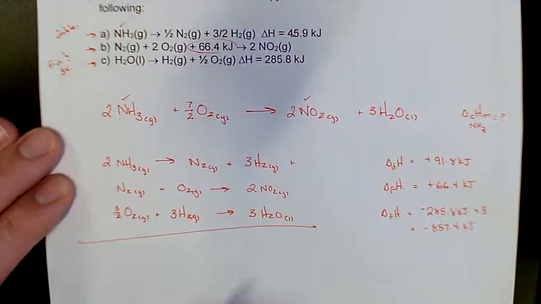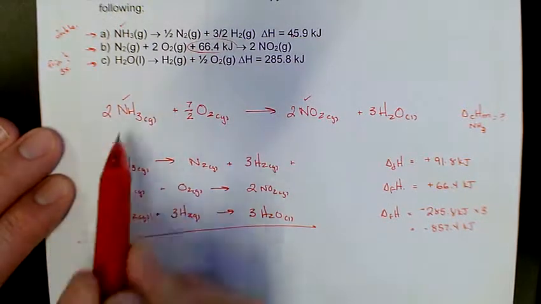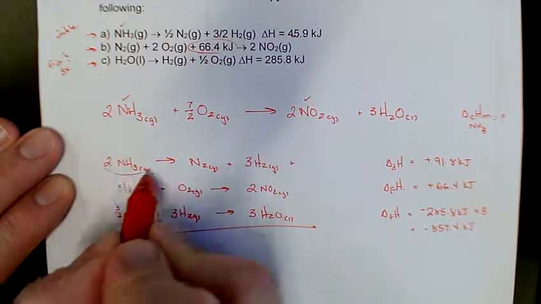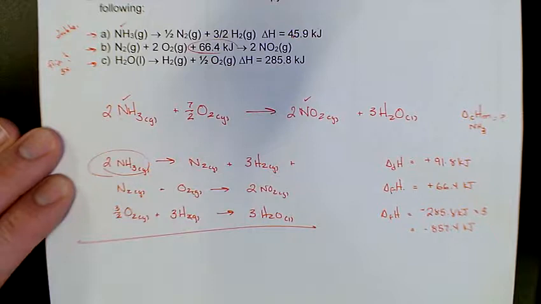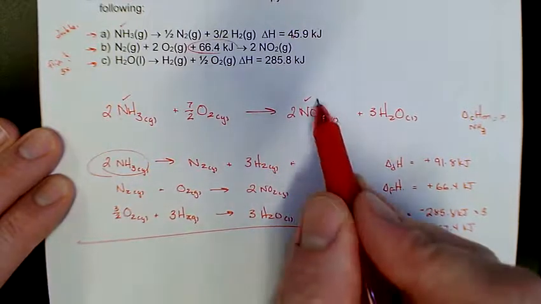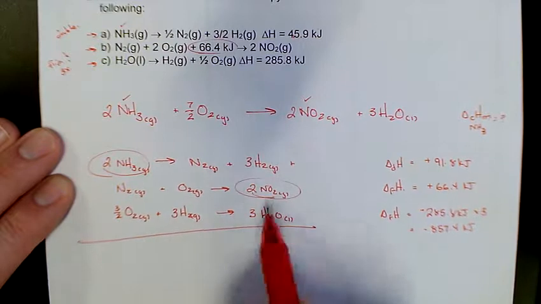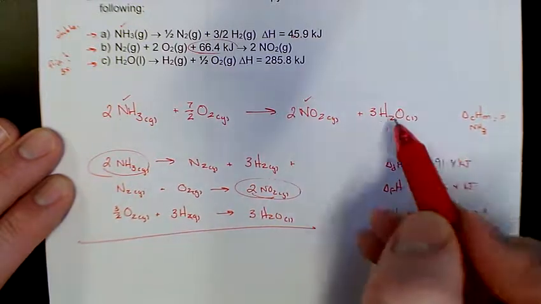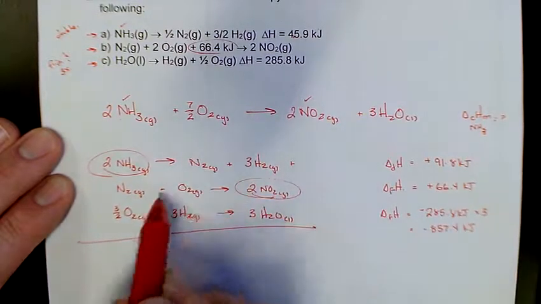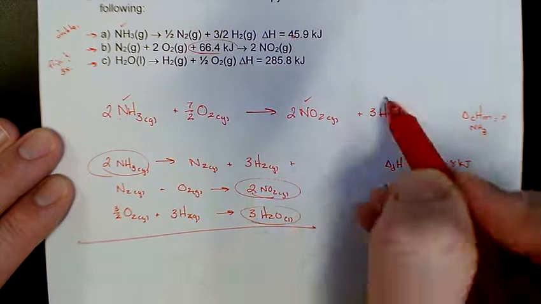We can go through and make sure that we have the right stuff in this equation. So as I do that, I needed 2 ammonias as a reactant. I have 2 ammonias as a reactant, so that's good. I needed 2 nitrogen dioxide as a product. 2 nitrogen dioxide as a product, so that's good. 3 waters as a product. There's 3 waters as a product.